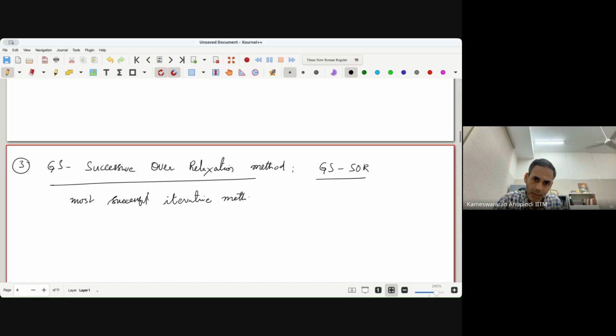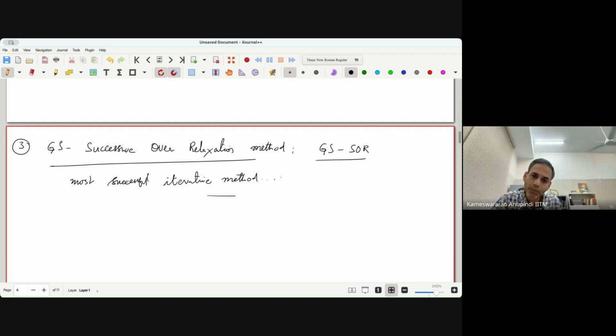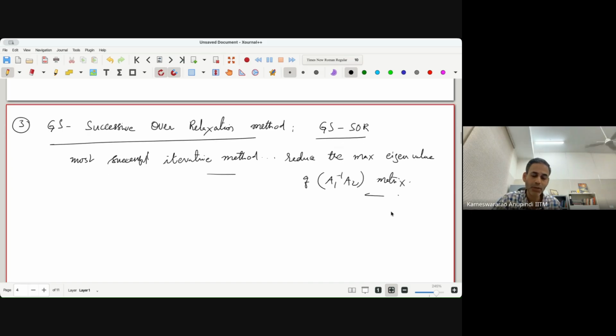What it tries to do is reduce the maximum eigenvalue of the A1 inverse A2 matrix. It doesn't appear so, but it will try to reduce the largest eigenvalue, because when you reduce the largest eigenvalue, convergence basically increases. Okay, fine. So what does this method do?